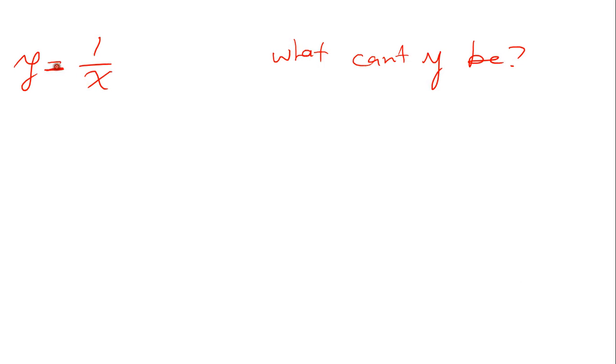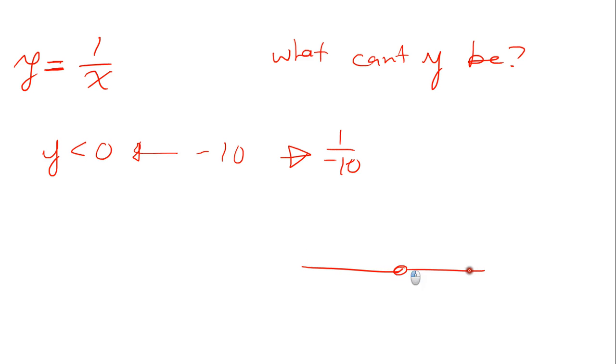It kind of takes a little bit of inspection, so to speak, and understanding what actually happens here. Can y be positive? Let's just check if y can be negative. Let me pick some value, negative 10. If I pick negative 10, I get 1 over negative 10. That's fine. There's nothing wrong with that. So we know we got a graph with a hole in it at 0.